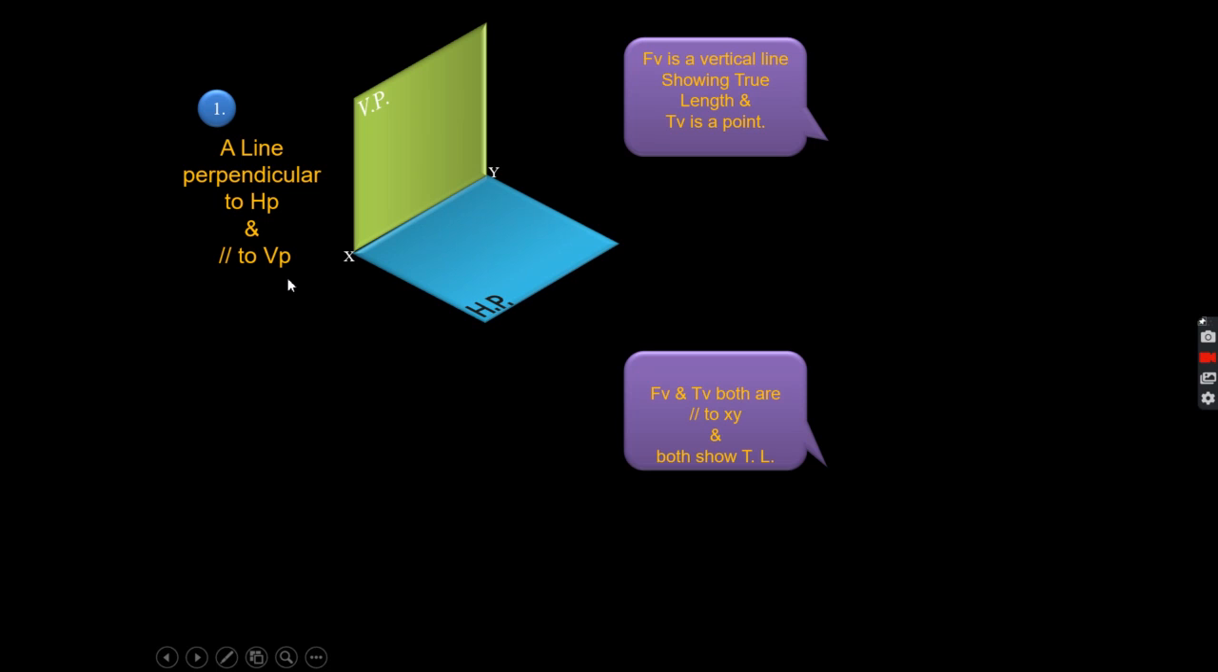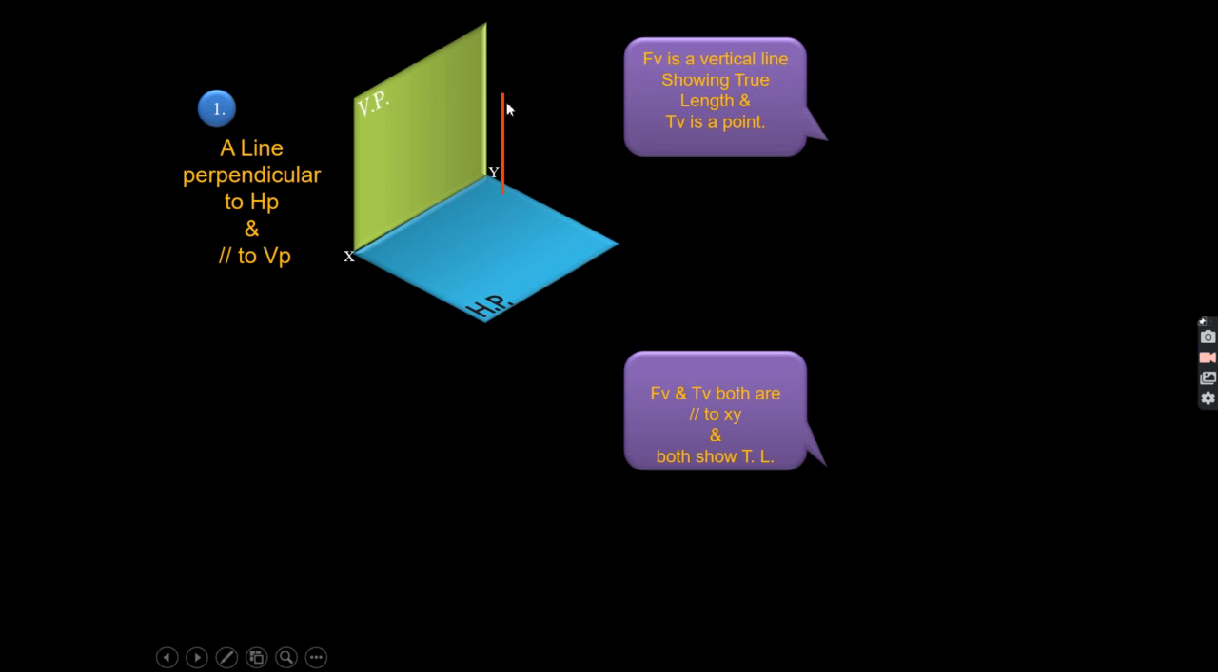So if the end position is given, you can easily draw the line like this. Suppose it is 20 mm, and the other end of the line is, suppose, 70 mm away from the HP. Or it can be given as the position of one end and the length of the line. Suppose the length of the line is 50 mm and this point is 20 mm above the HP.